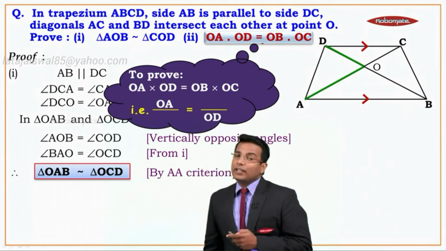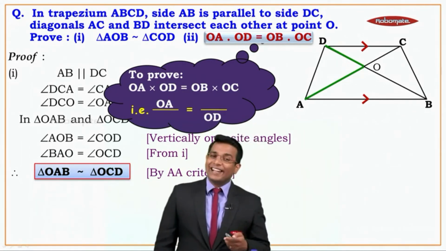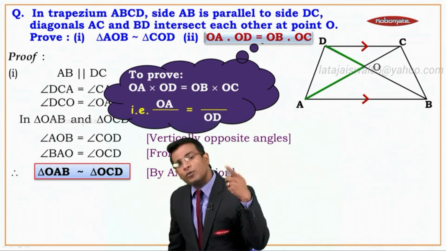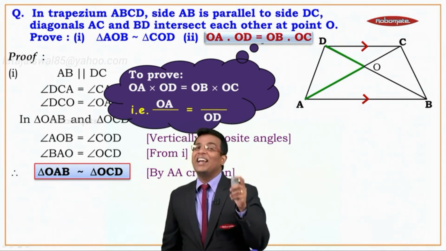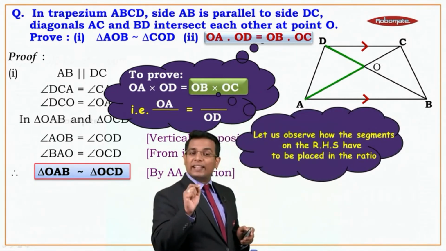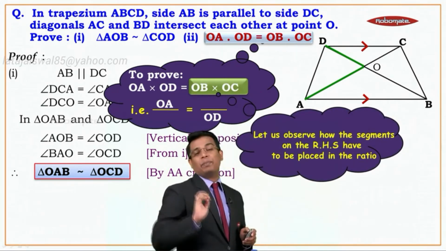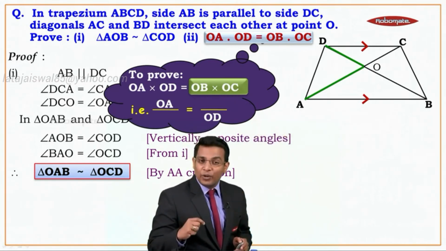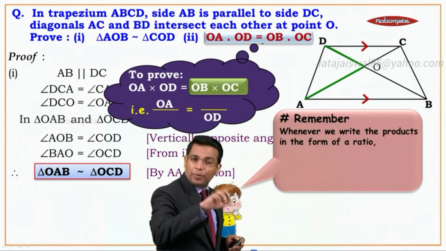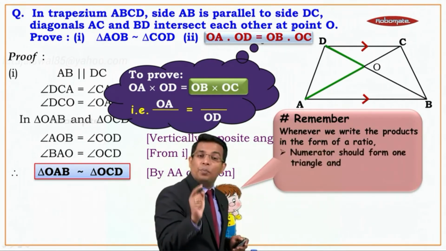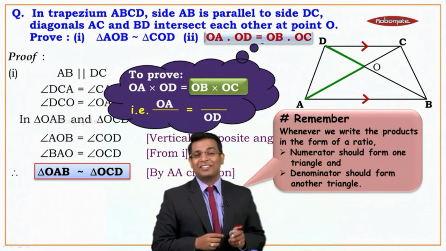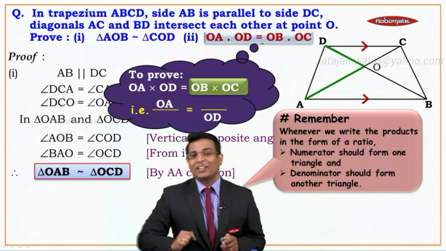Now the next question is, the terms which you have on the right hand side, that is OB and OC, where will you place them? You will keep OB in the numerator or OC in the numerator. We need to decide how to do that. That is what I'm going to teach you. Now let us observe how the segments on the right hand side have to be placed in the ratio. How are we going to do that? Remember one thing, very important. Whenever we write the products in the form of a ratio, the numerator should form one triangle, and remember, the denominator should form the other triangle. That is how it should be done, right?